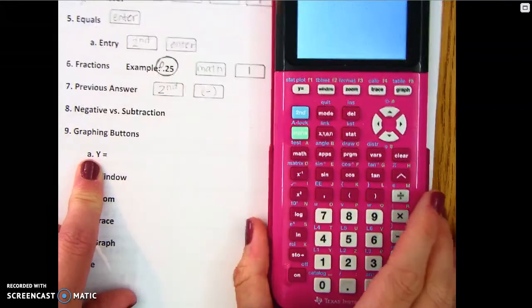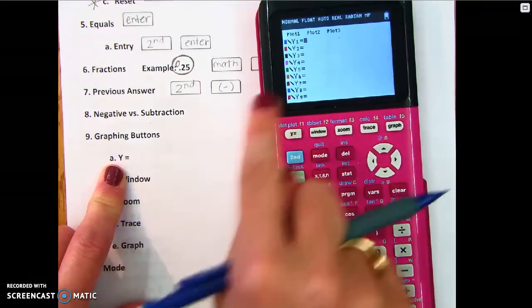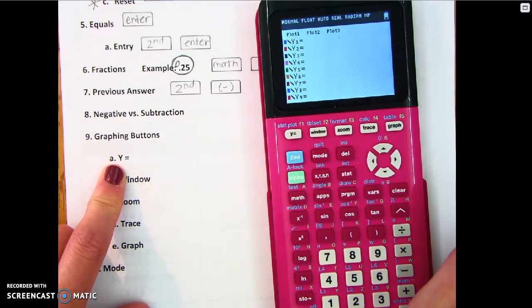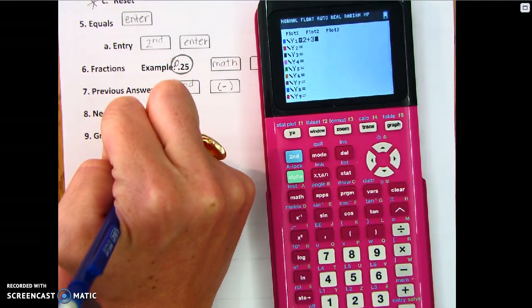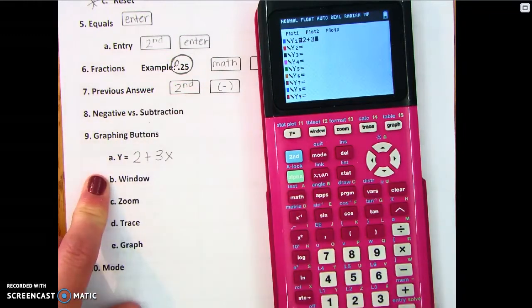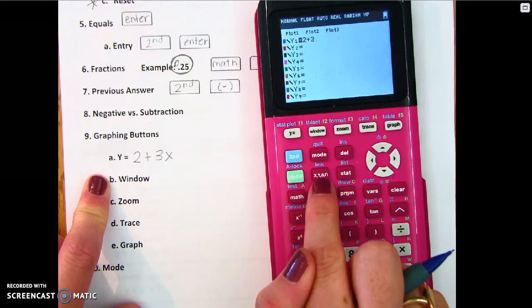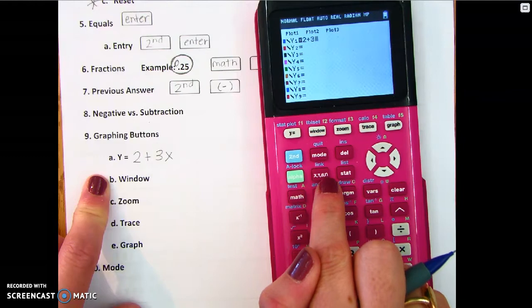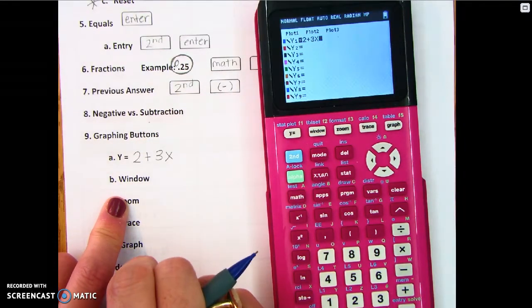Graphing buttons. To graph, go to y equals. This is where you type your equation for the graphing button to graph. So like 2 plus 3, type in this, 2 plus 3x, which is an arithmetic sequence. The X button is right here. It says XT, a little circle with a line through it, and N. That's how you type that in.